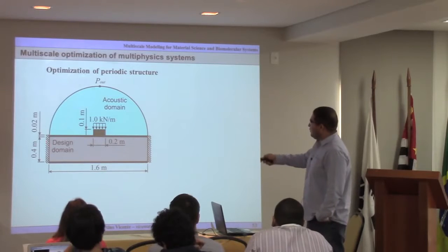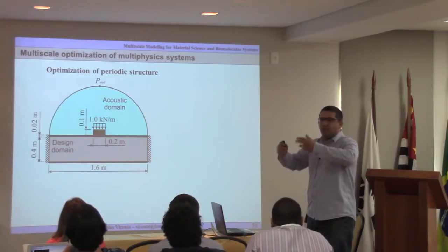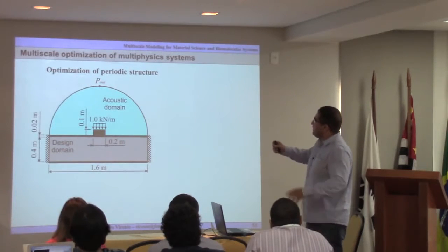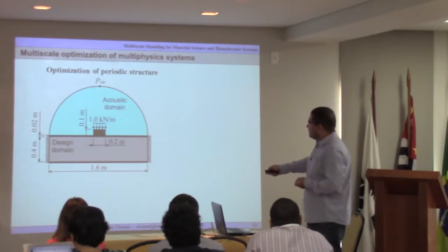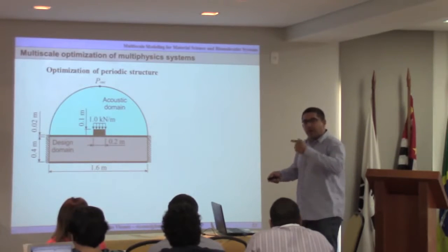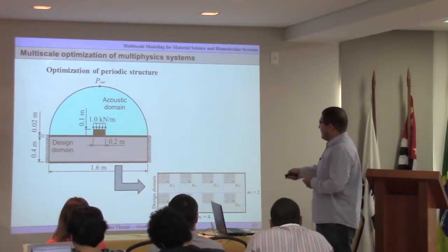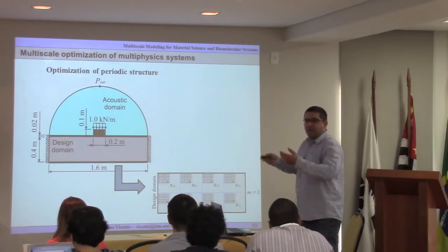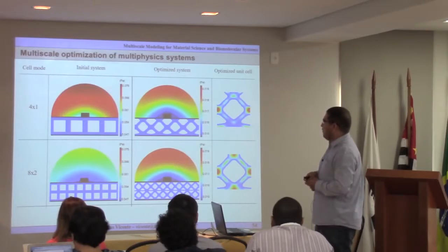Then let's see here. We have an acoustic domain, we have an external load here, could be a machine running here, for example, and we want to minimize the sound pressure at this point. And for this, we need to optimize this design domain, imposing some periodic constraint. Then the number of unit cells can vary.